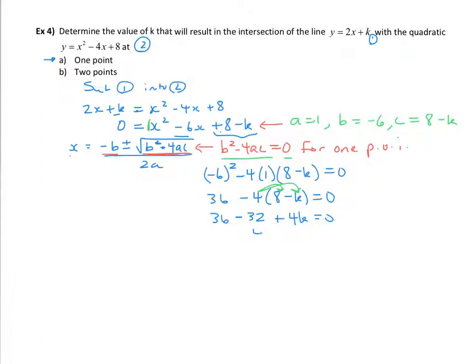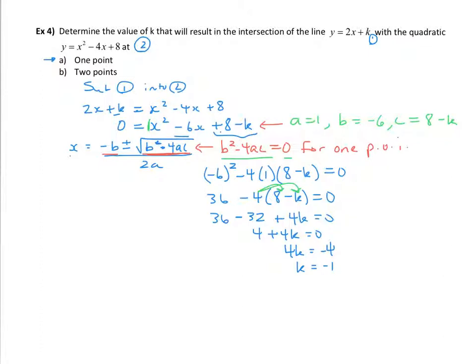I just bounced that -4 through that bracket. 36 minus 32 is a 4. So 4 plus 4k would have to equal 0. I'm going to subtract 4 from both sides. 4k equals -4. Divide both sides by 4. You get k equals -1. So the value of k that will result in that line intersecting the parabola at only one point would be if k equals -1.